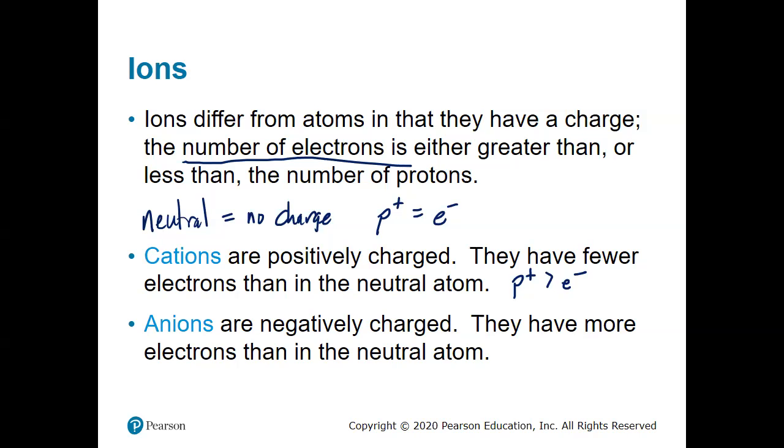Anions, on the other hand, are negatively charged. They have more electrons than in the neutral atom. So there are more electrons than protons.